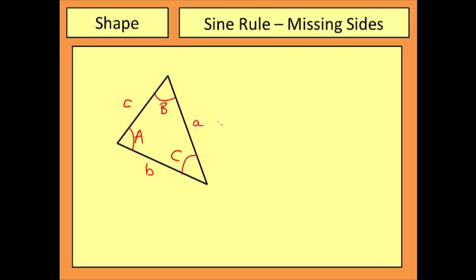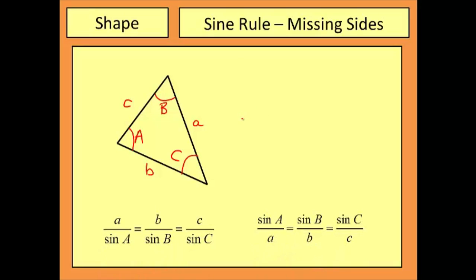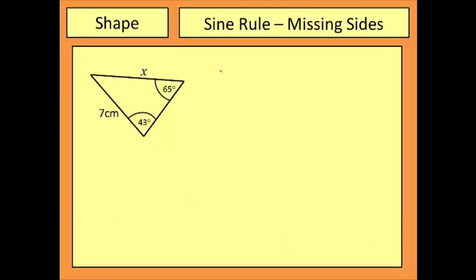Now the sine rule itself comes in two different formats. Both are displayed on the screen now. We're going to be using this version of the formula. This version is important when we're finding missing sides because it has the sides on top in the fraction. A, B and C are in the numerator line of this fraction. Let's have a look at an example.